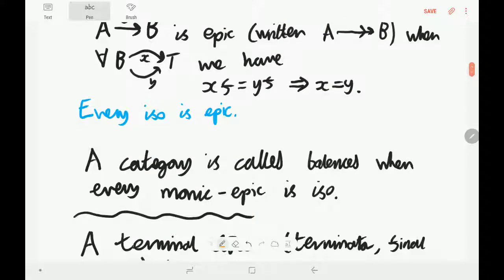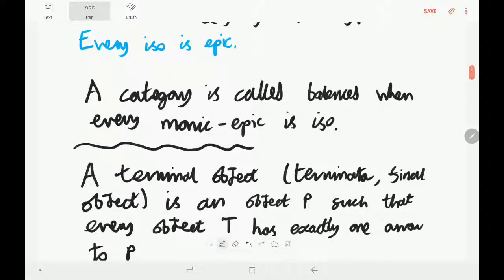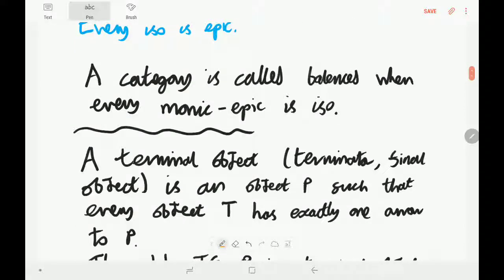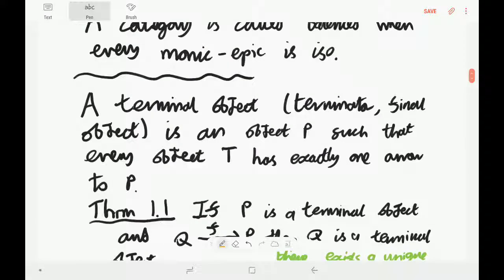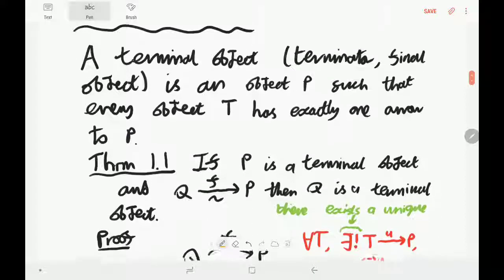A category is called balanced when every arrow that's monic and epic is iso. The category of sets is an example. In fact, I think any topos is like that. But anyway, let's not get ahead of ourselves. A terminal object, also known as a terminator or a final object, is an object P such that every object T has exactly one arrow from it to P.